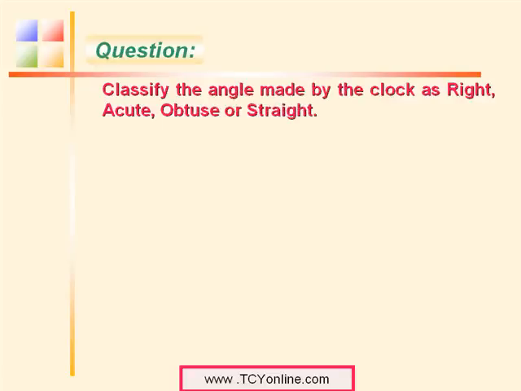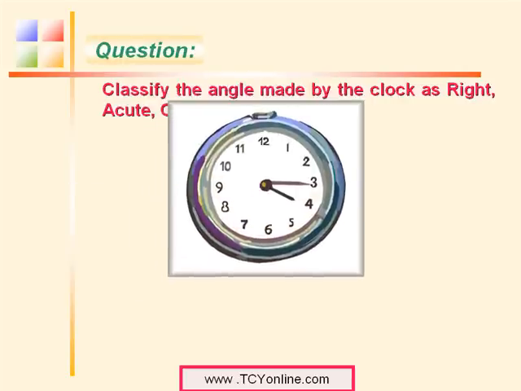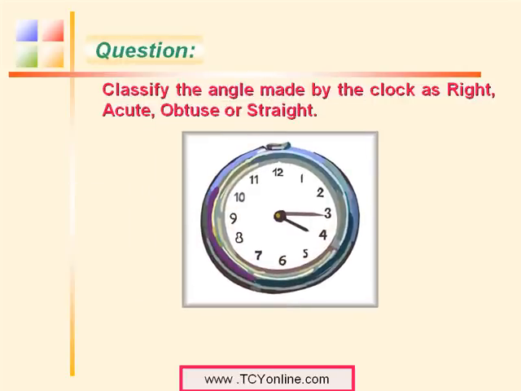Now after learning about different types of angles, let's try these questions. It says classify the angle made by the clock as right, acute, obtuse or straight. Look at the clock. It shows the time of 4:15. Look at the hour hand and the minute hand. It appears to have measure less than 90 degrees. So that means we can say that this angle is simply an acute angle.